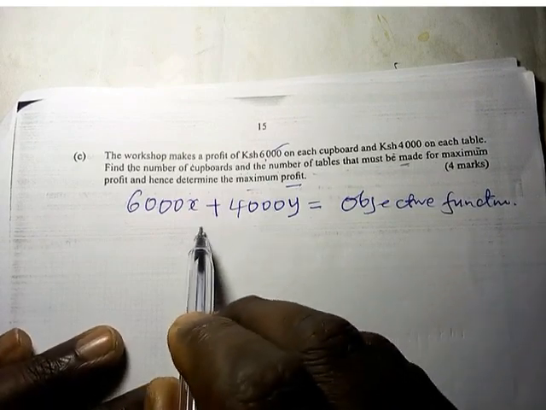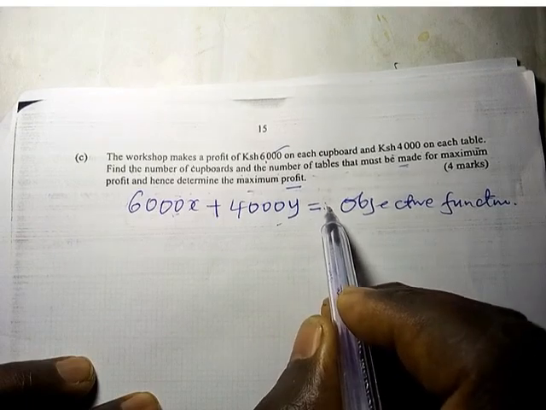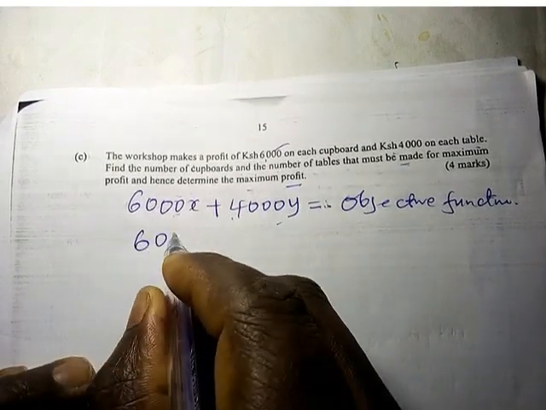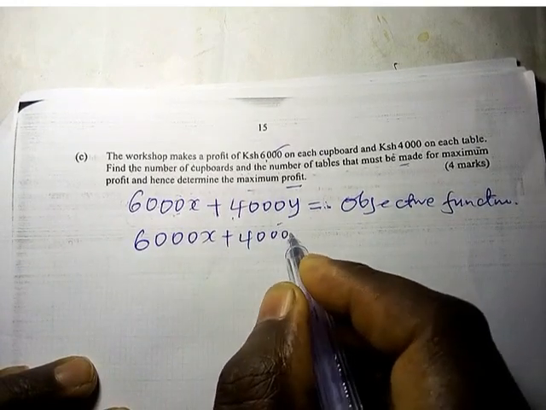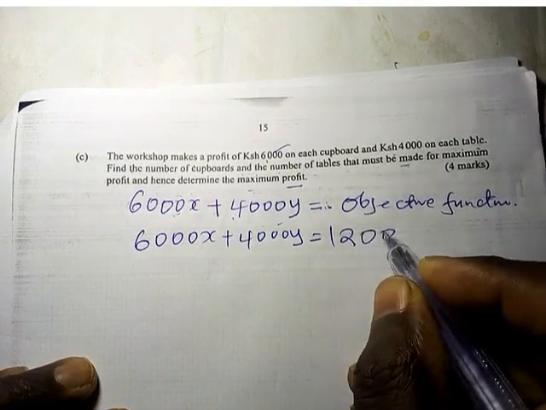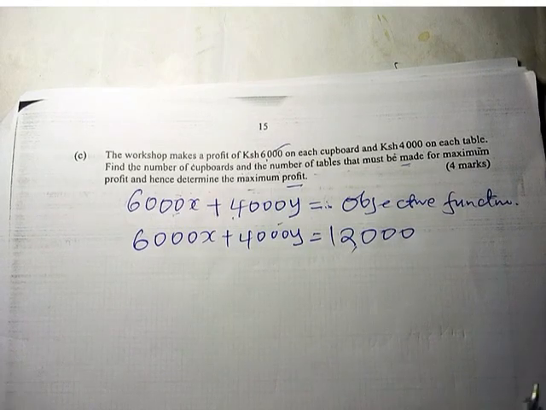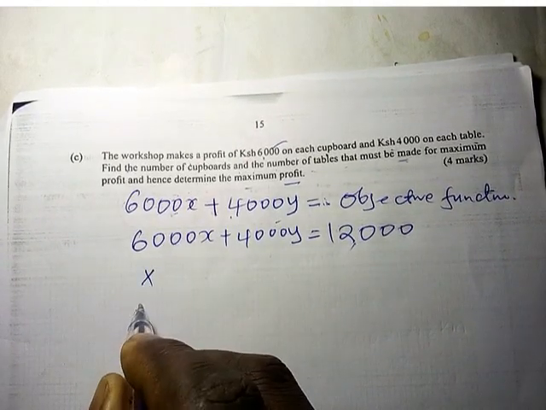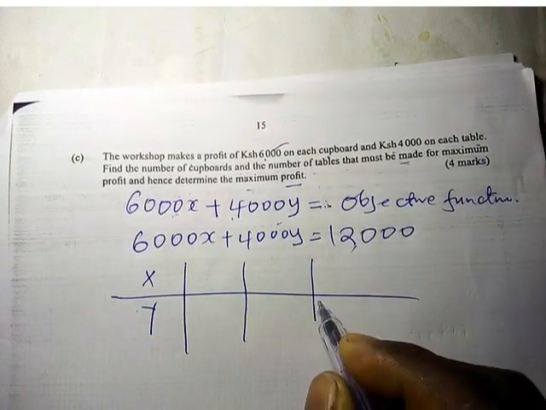For us to optimize, we must give this a number, and that number is the LCM of these numbers. So 6,000x plus 4,000y is equal to the LCM. The LCM of these can be 12,000. 12,000 will work for that. So now this is going to give us the search line. We look for two points that give us the search line.